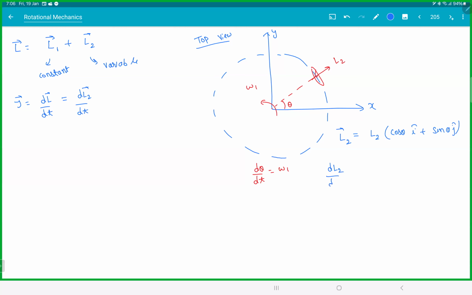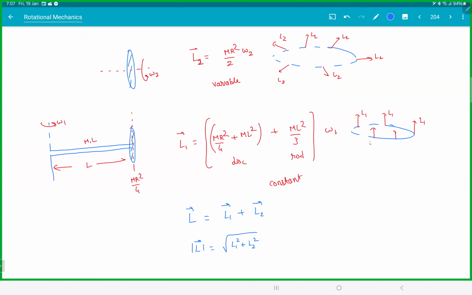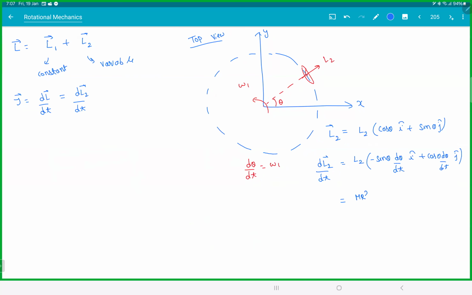And if you differentiate this, dL2 by dt, we get L2 times minus sin theta d theta by dt i cap plus cos theta d theta by dt j cap. And what is L2 we calculated here? R square by 2 omega 2, and d theta by dt is omega 1, times minus sin theta i cap plus cos theta j cap. That's your rate of change of angular momentum.